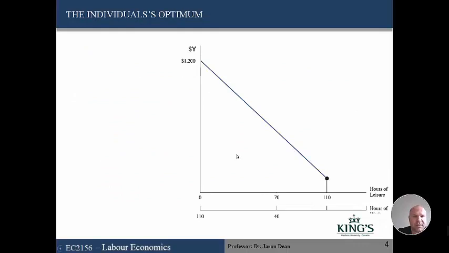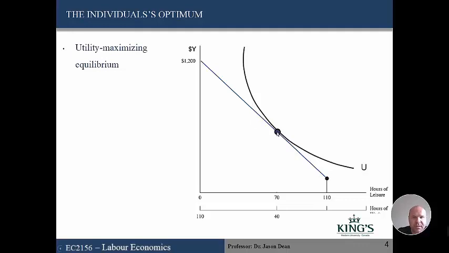Okay, so let's look at an example. Here we have the budget constraint for an individual. We have our hours of leisure on the horizontal axis, income on the vertical axis. The individual wants to choose the point which maximizes their utility. So we take their indifference curve and move it in a northeasterly direction until it's just tangent to the budget constraint. So this is the most amount of utility this person can obtain given their potential linear budget constraint.